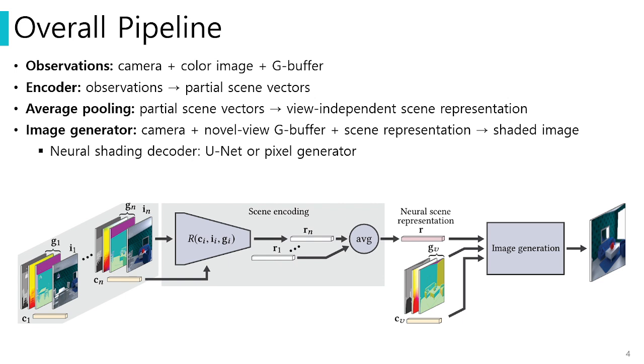After that, we move to a new camera view. The image generator takes the novel camera, the G buffer, and the neural scene representation. The image generator means a neural decoder for shading. In this paper, they test two versions of this decoder, a unit and a pixel generator. Both generators use the G buffer and the scene representation to synthesize a shaded image.